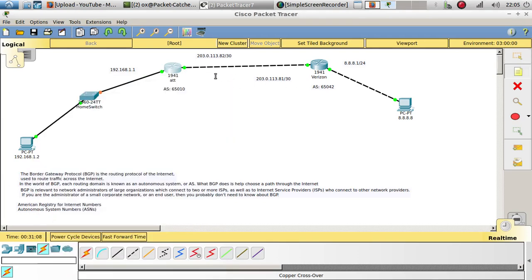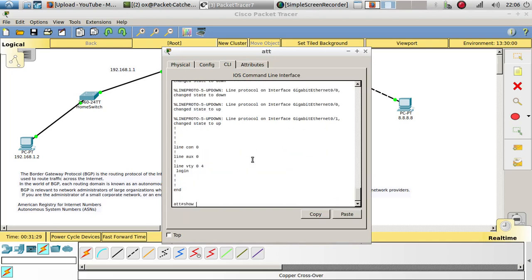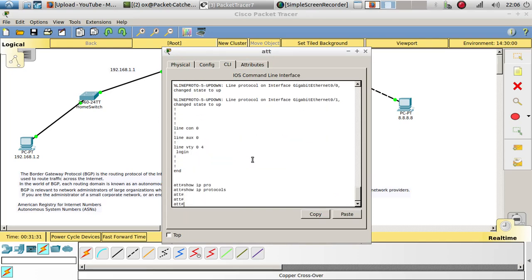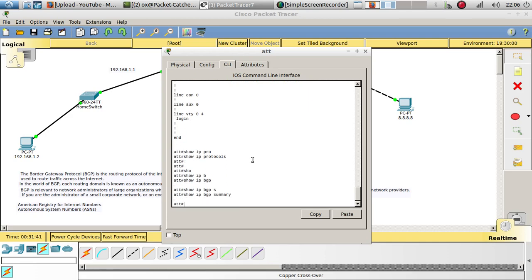So let's go ahead and put this here so I don't get confused. 0/1. Copy and paste it. Put this one over here, 0/0. Okay, so now what we're going to do is configure that BGP protocol. If you do a show ip protocols, you're going to see that we don't have any routing protocol configured. And you can also do a show ip bgp. There's nothing here. Show bgp summary. There's nothing there either. And let's go to this router.